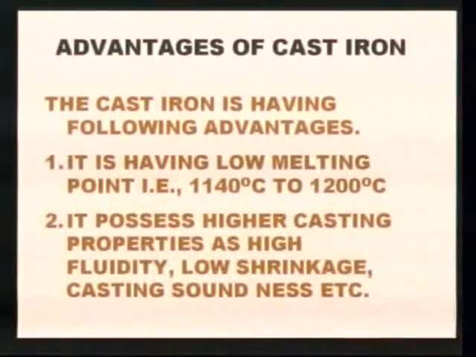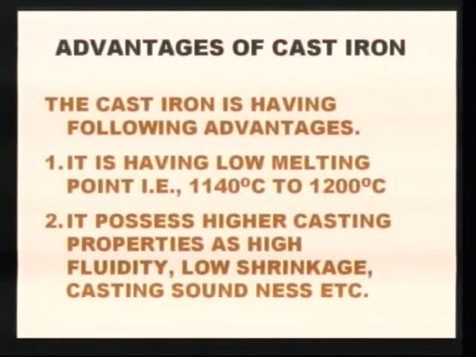Now we are going to see what is the general composition of cast iron, what are its advantages and disadvantages, and what are the various types of cast iron, with the composition, properties and applications of each of them. Let us see the advantages of cast iron. The cast iron has the following advantages. 1. It has a low melting point, that is 1140 degrees centigrade to 1200 degrees centigrade.